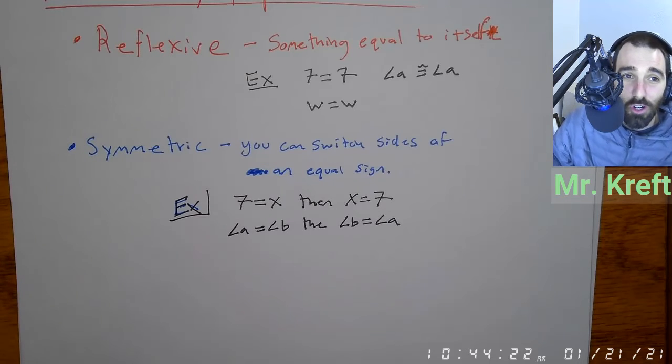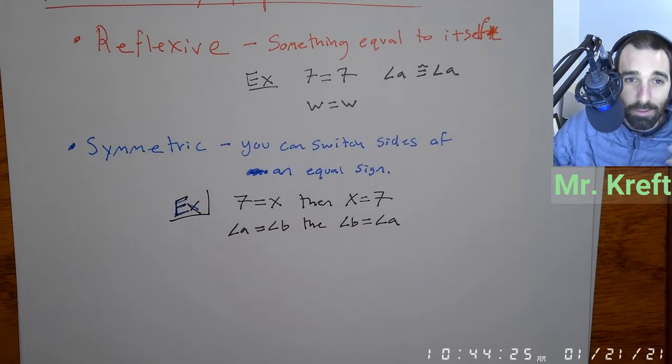Why isn't it just called switchy? The switchy property. The switchy equal sign property. So with these names, you have to remember, math comes from a really, really long time ago. So a lot of the times these words were created in Greek or Arabic, and then they were translated to English.